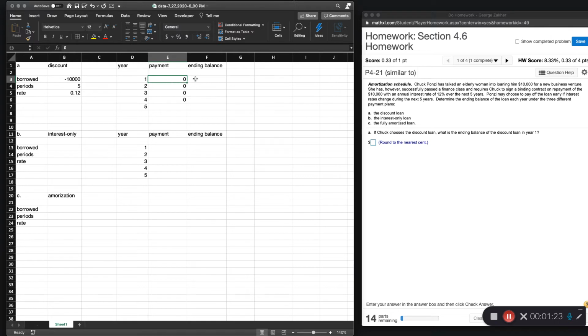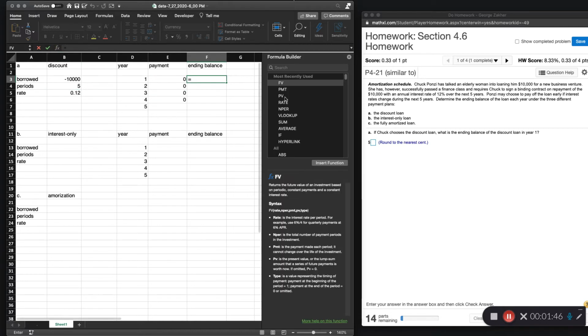Okay. Now how do we determine our ending balance? Well, the ending balance is going to be the future value of the borrowed amount. So basically for year 1, it's going to be the $10,000 plus the 12% interest. And that should give us our future value. We'll use our function, and that will just help us move things along.